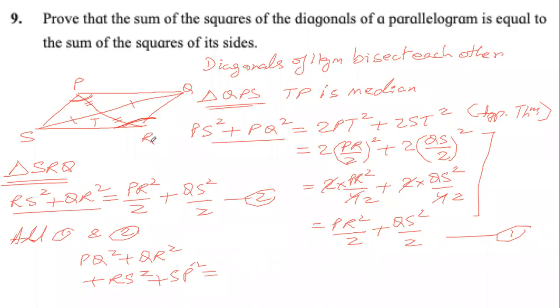RHS में क्या है? PR square by 2, PR square by 2, आधा आधा पूरा. So this is PR square. QS square by 2, QS square by 2, आधा आधा पूरा. So we have proved that the sum of the squares of the diagonals, PR and QS, is equal to the sum of the squares of the 4 sides. Done.